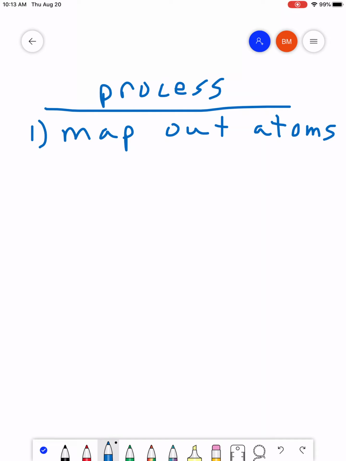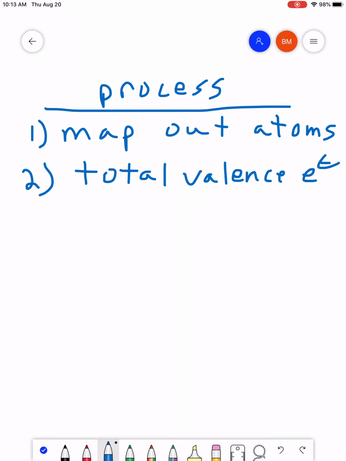Number 2, what you want to do is come up with the total number of valence electrons that you're going to have, right? This basically is the total amount of valence electrons for each atom. You add them up, and that gives you the total that you need for your particular formula.